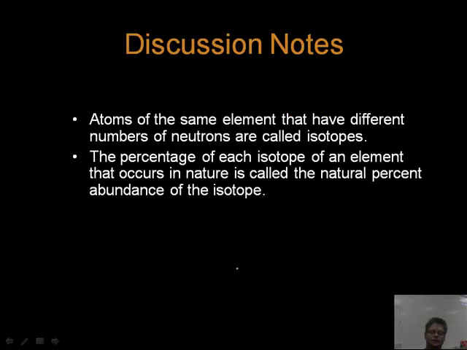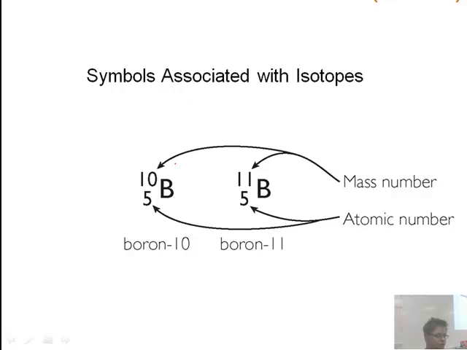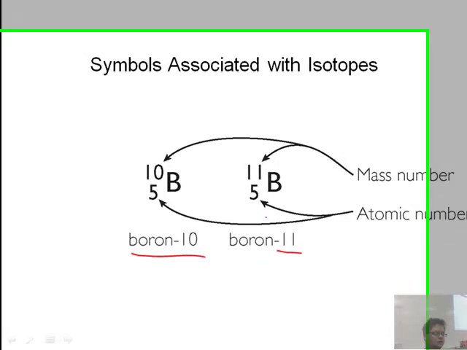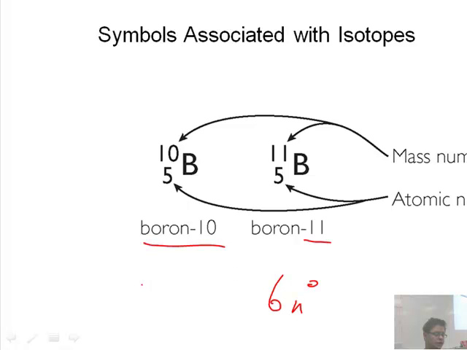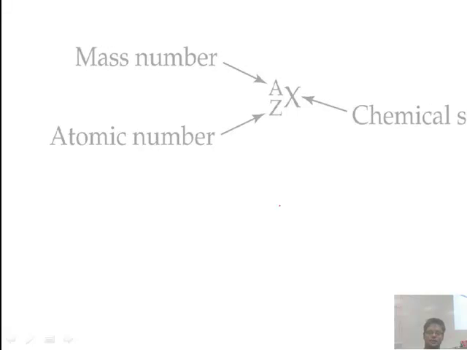Atoms of the same element that have different numbers of neutrons we know are called isotopes. Symbols associated with isotopes, here is the mass number. This is referred to as boron-10 because it's got 10 neutrons and protons, and then boron-11 has 11 neutrons and protons. Okay? Make sure you use the mass number, not the number of neutrons. This boron here happens to have 6 neutrons. This one happens to have 5 neutrons. We do not call it boron-5 and boron-6 because it's the mass number that determines the identity of the isotope.